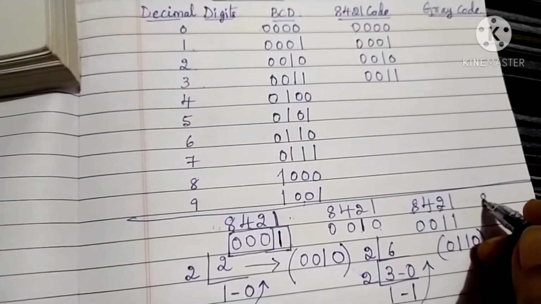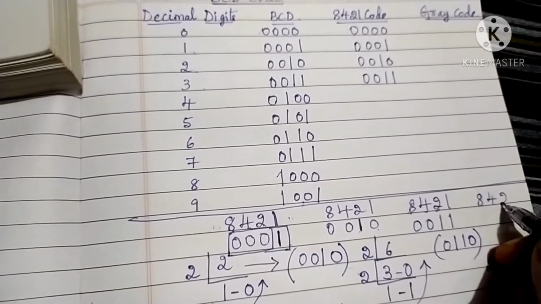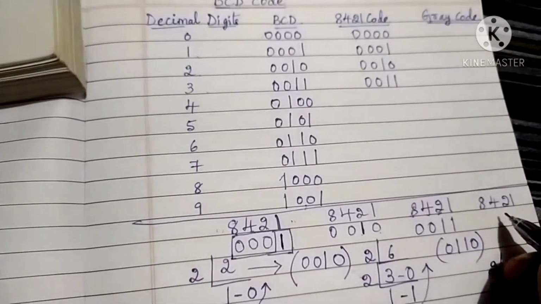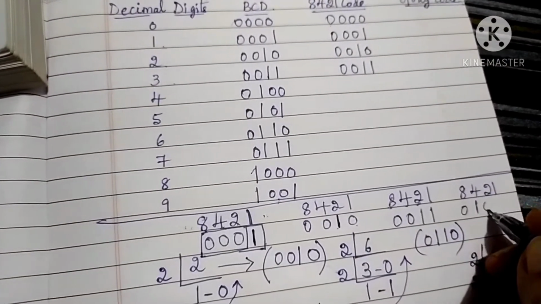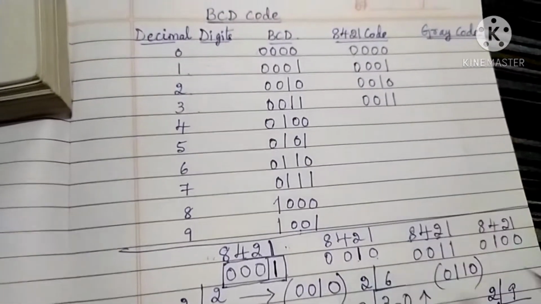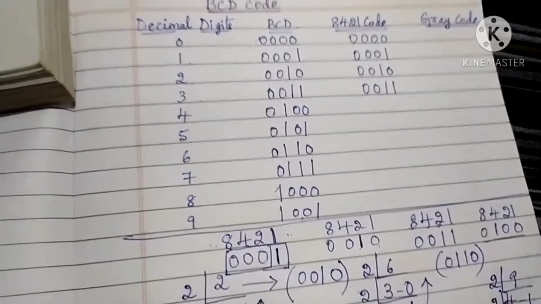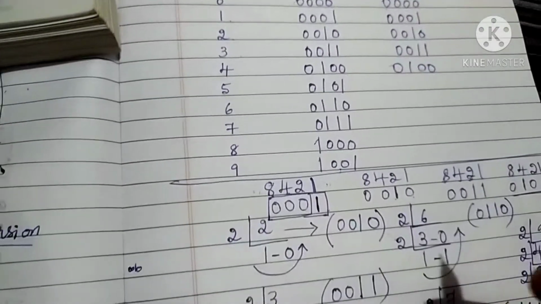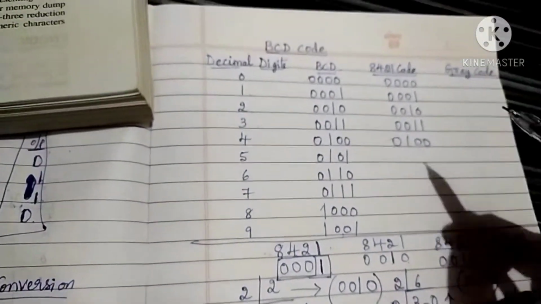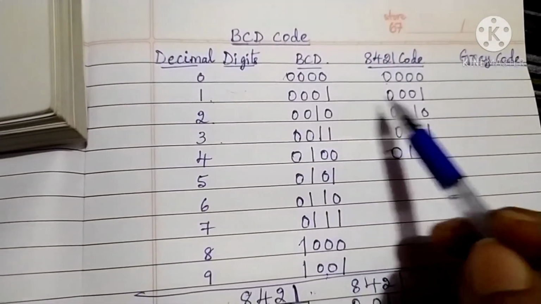Again, 8421 code. For the number 4, 4 is already here. I am making the remaining things 0. So the answer for 4 is 0100. If you divide by 2 also, you are going to get the same answer. You can match these two columns.